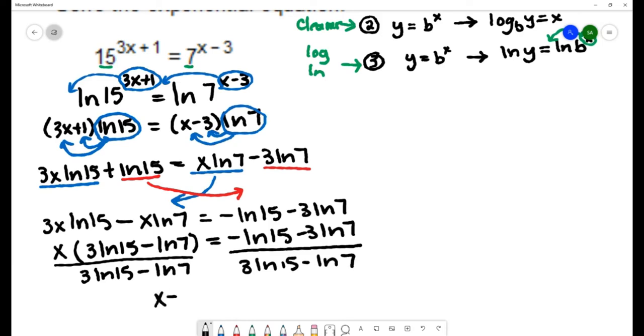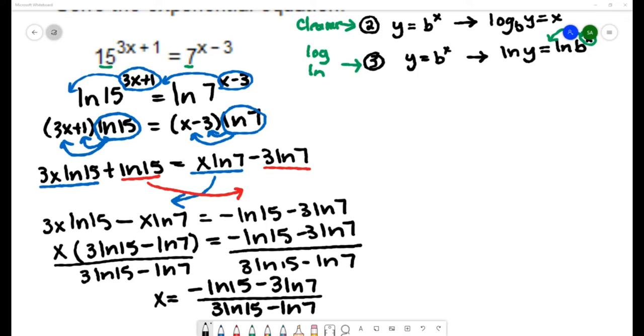So I've got my solution, and that's x equals negative natural log of 15 minus 3 natural log of 7, divided by 3 natural log of 15 minus natural log of 7. So as I said, this method is the one that I prefer because of the calculator only. So I'm going to pull up my calculator so that we can type this expression in. It's loading right now. And then we'll come back and we'll do this problem with the other method.